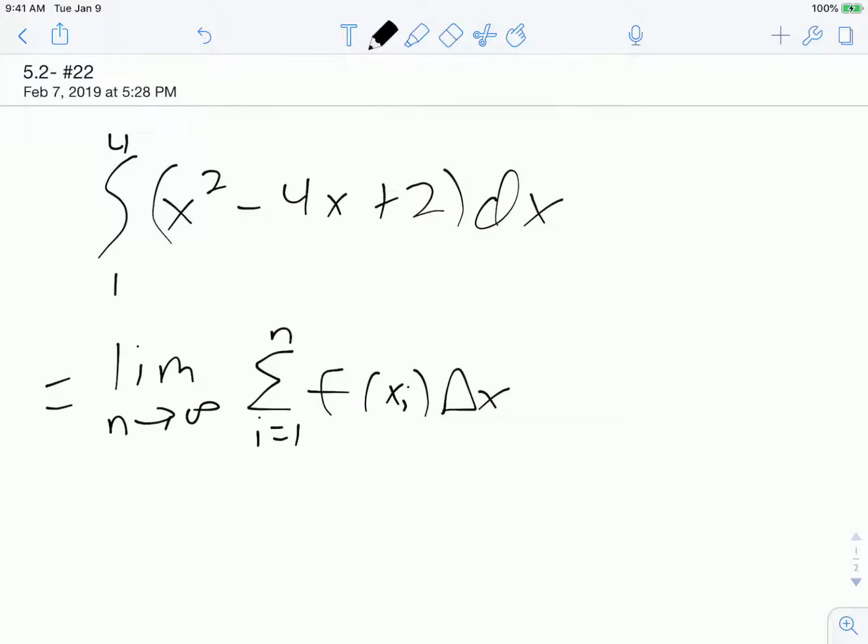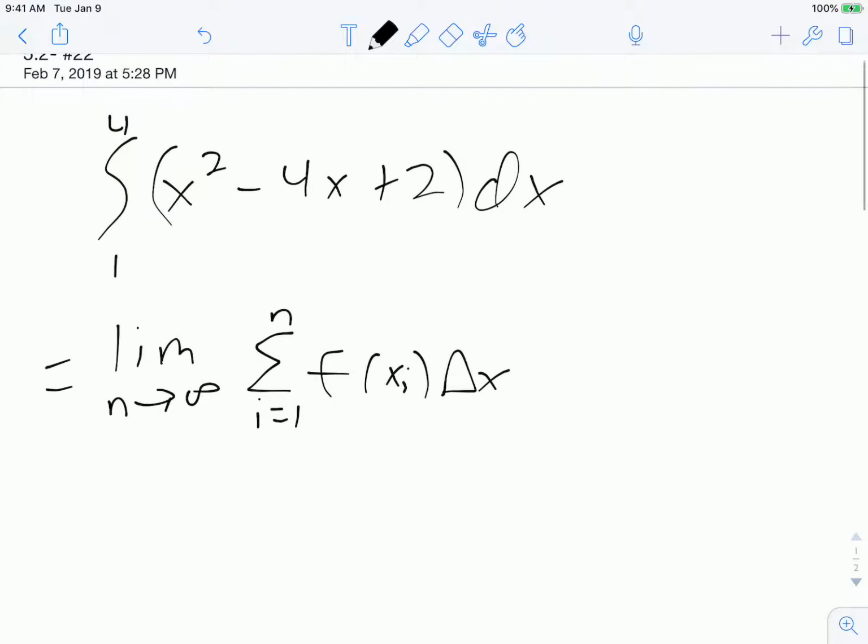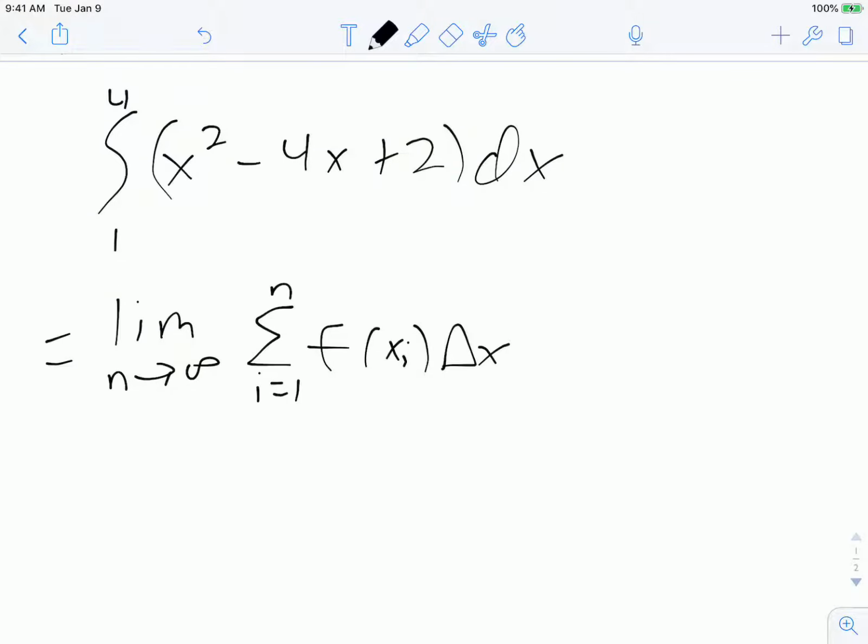I decided to record a video of number 22 from the problem set because this is a pretty tough skill here, and there's a detailed answer key, but sometimes it helps to have somebody kind of talk and explain through it. So I'll go as quickly as I can, but I know this is a little complicated stuff.